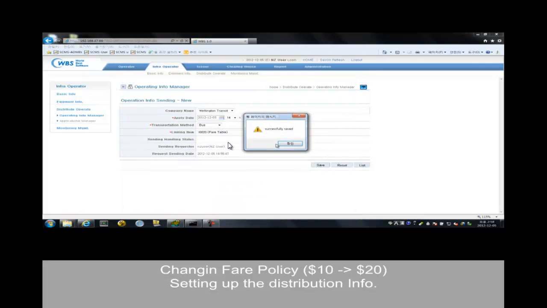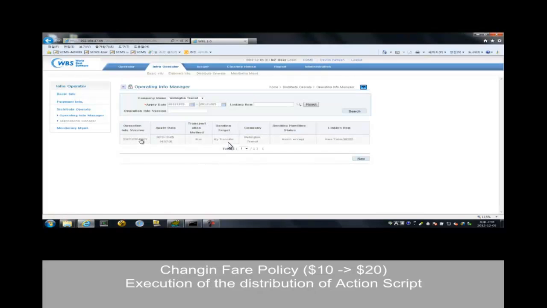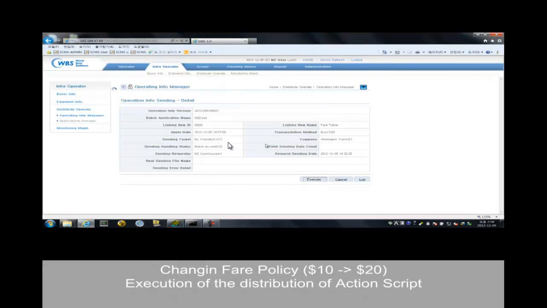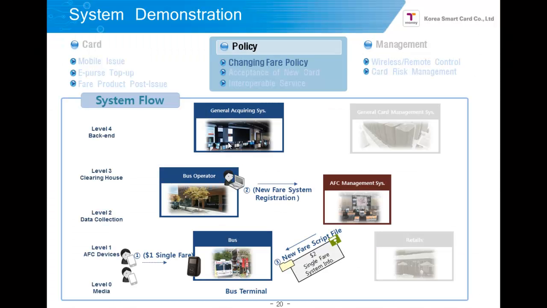After downloading the script file of the new fare policy, the bus devices will transmit the process results of the system change on the device to the AFC Management system. And when the predefined application date arrives, the bus device will charge $2 instead of $1.